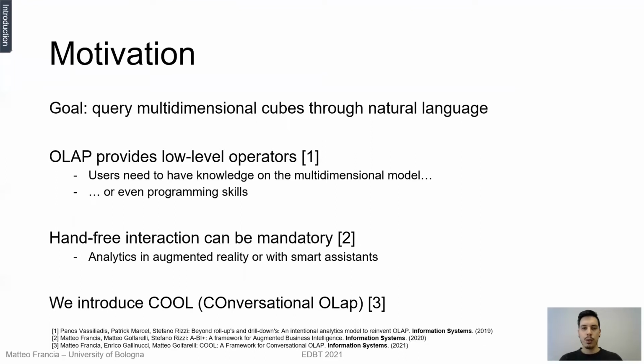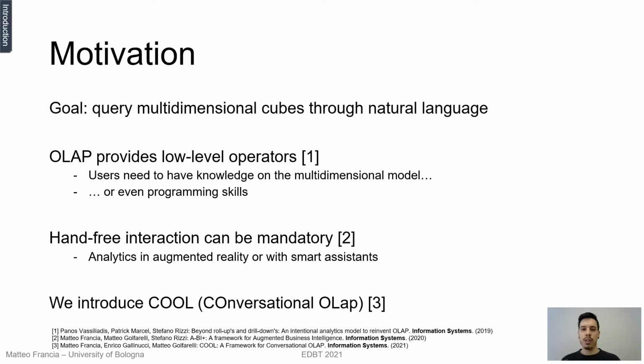Our goal is to query multidimensional cubes through natural language, since natural language is something that we know from our childhood. Indeed, OLAP does provide some low-level operators to query multidimensional cubes. However, users need to have some knowledge of the multidimensional model or even some programming skills in order to run queries against the multidimensional engine. Also, in some scenarios, free interaction is mandatory, for instance, in case we want to apply analytics in augmented reality or with smart assistants.